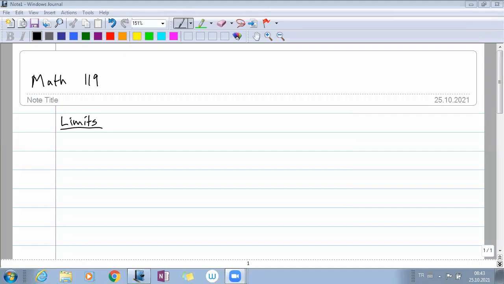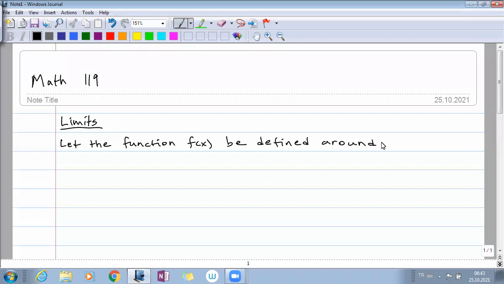We are going to start talking about limits today. We, of course, do this for functions of real numbers, real valued functions of real numbers. So let the function f of x be defined around a point A.